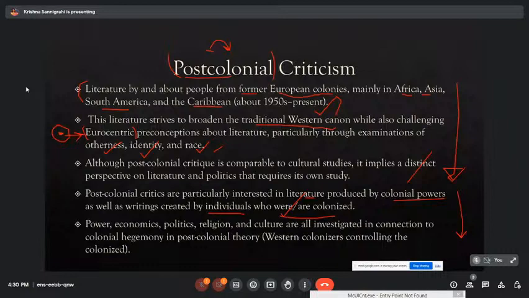So when you are talking about post-colonial critic, they are studying both. Power, economics, politics, religion, and culture are all investigated in connection to what? In connection to colonial hegemony in post-colonial theory. So again, it brings us to the idea of hegemony, which we just discussed in Marxist theory. And it talks about how power is practiced. So power, economics, politics, religion, and culture are all investigated in connection to how the colonial people actually practiced their power, and it comes under post-colonial theory.